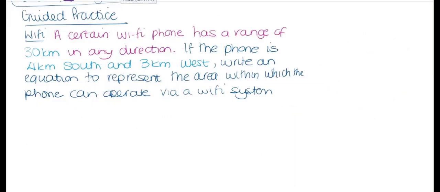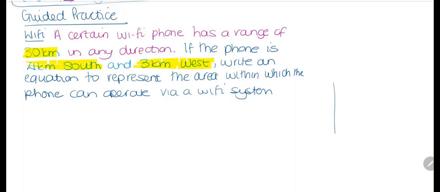Okay, guided practice question, Wi-Fi. So there's a question for you to try. When you're ready for the answer, just press play. Okay, so a certain Wi-Fi phone has a range of 30 kilometers in any direction. So this is key information. If the phone is 4 kilometers south and 3 kilometers west, write an equation to represent the area within which the phone can operate via a Wi-Fi system.